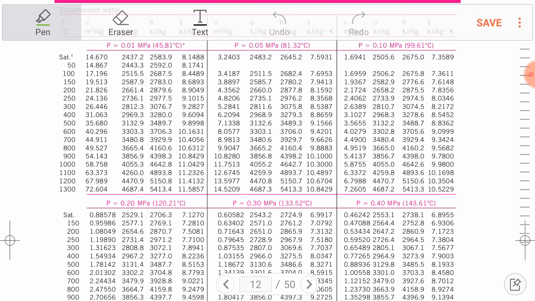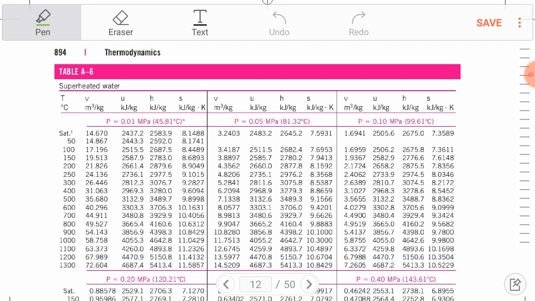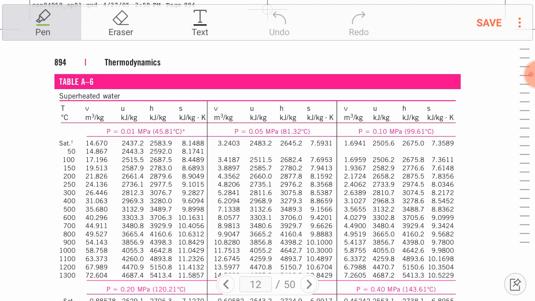Now, I've told you that if we need to calculate the properties in the superheated region or in compressed liquid, we have to shift the table from A4 to A5 to A6. Table A6 shows the properties of the superheated region. In this case, we need to know the temperature and pressure. How?